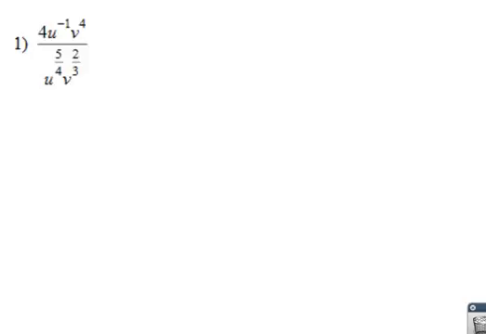Alright, so this first problem here, we've got 4 times u to the negative first, v to the fourth, divided by u to the 5/4, v to the 2/3. In this problem, we are going to utilize the quotient property. The 4 is going to stay the same. Then I'm going to take my u, numerator minus denominator. Now, you could move this down and add them. That's also something you could do, but I'm going to use this particular property because it's one of the properties we learned about. And then v to the 4 minus 2/3.